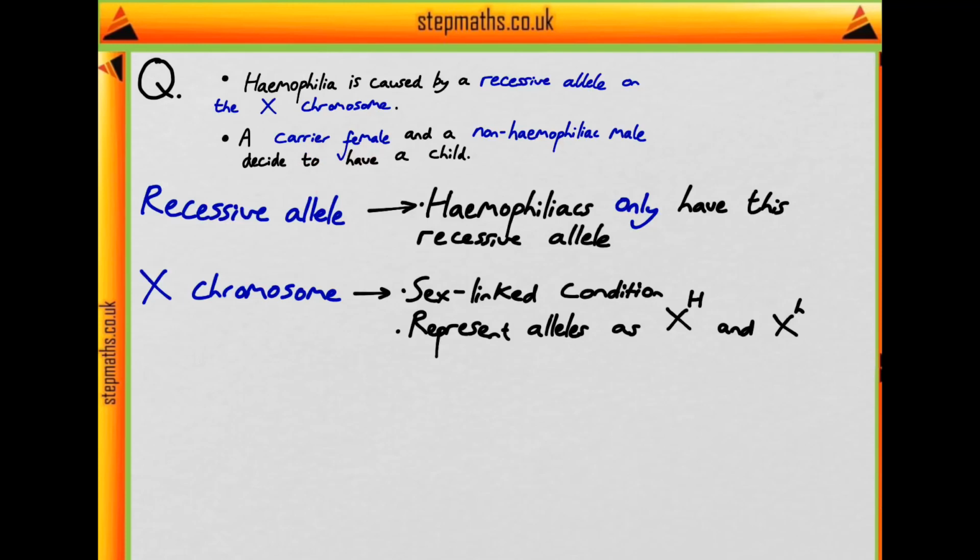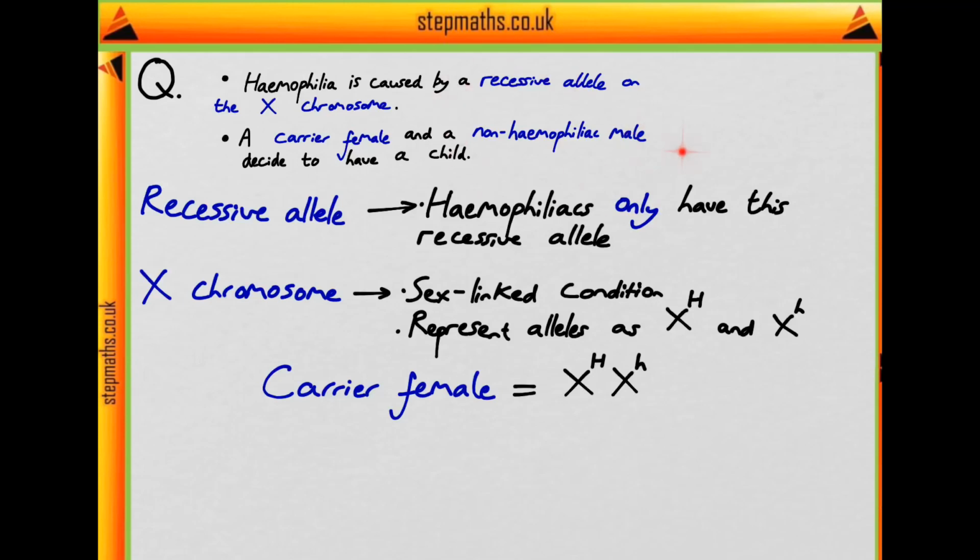Next, we're told that a carrier female and a non-haemophiliac male decide to have a child. And so, to answer the question, we need to know the genotypes of the carrier female and the non-haemophiliac male. So what is the genotype of the carrier female? Well, a carrier female is a female which has one allele for the disease, this X with a lowercase h, and one allele which is normal. In other words, they're a heterozygote for the condition.